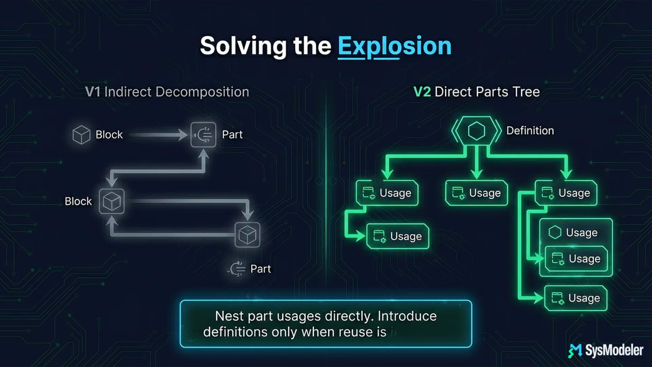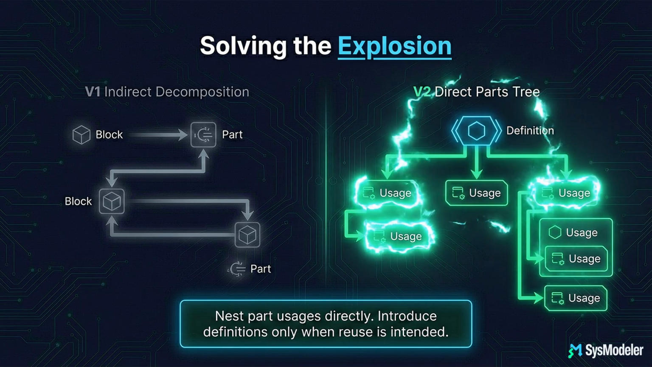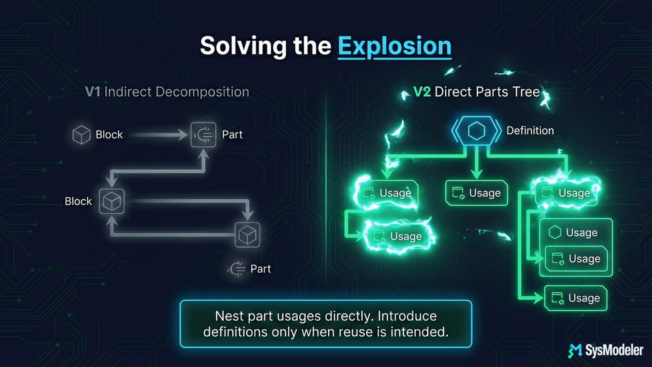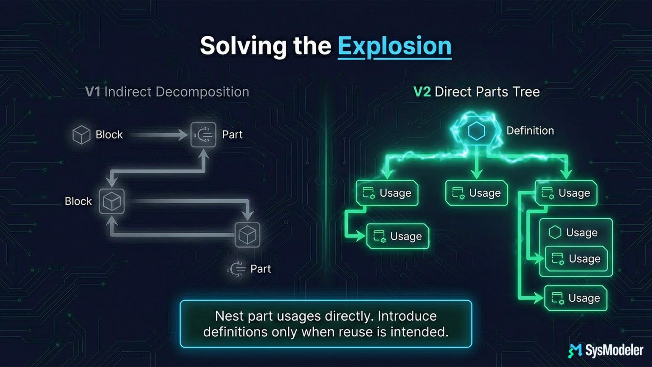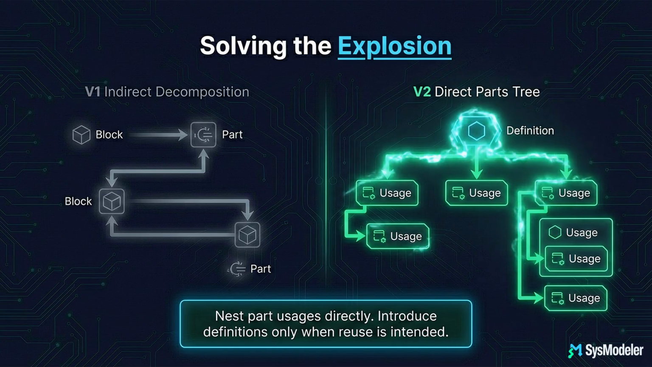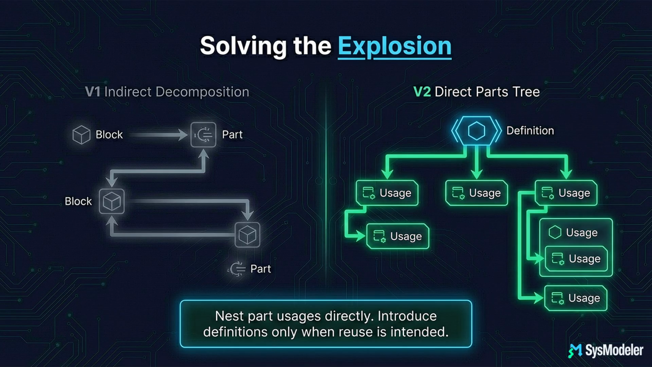Now let's connect this back to the block explosion problem. In SysML v1, breaking a system into smaller parts often required moving from a block to a part and then to another block, even when those blocks were not intended for reuse. This made decomposition indirect and led to many one-off blocks cluttering the model. In SysML v2, the usage-focused modeling paradigm allows for a direct parts tree. You can build structure directly by nesting part usages, introducing new definitions only when reuse is actually intended. This keeps the definition library clean and pushes system-specific complexity into the usage hierarchy.